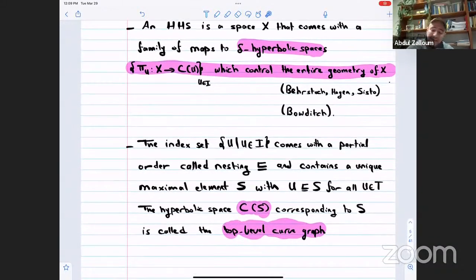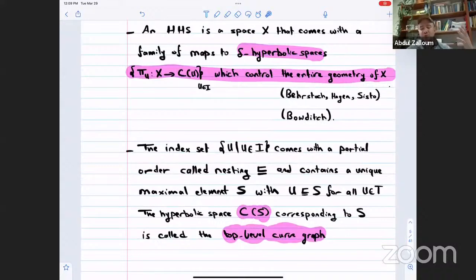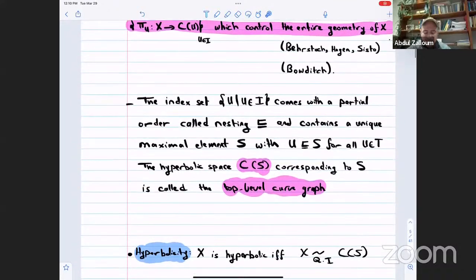Okay, so I'm claiming that every single geometric notion of interest in an HHS can be described via these maps and via these hyperbolic spaces and the maps to them. So let's see a couple of examples.